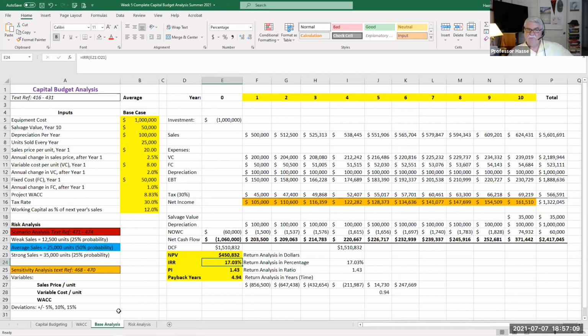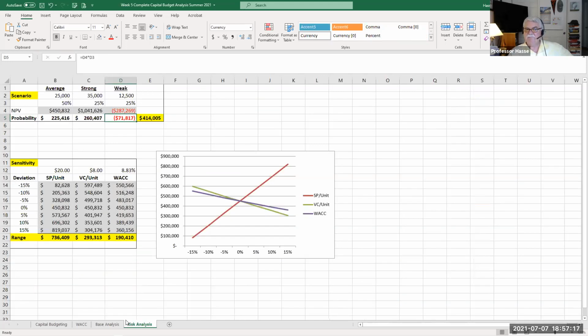Then, this is what we're doing next week. Then we're going to take a look at risk analysis. It's called scenario and sensitivity. Don't want you to spend a lot of time on this week unless you do have the time, but this is what we're going to concentrate on next week.